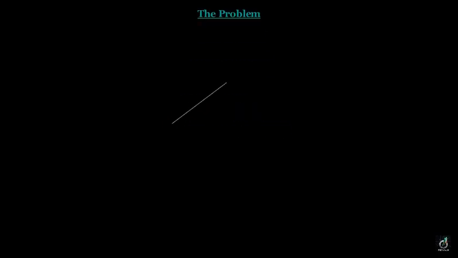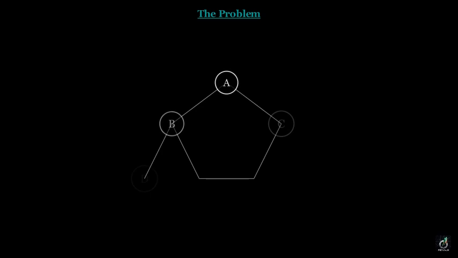Here's a graph. Starting from A. Visit every node you can reach. Simple enough. But the order you visit them in matters a lot. And there are two fundamentally different ways to do it. Breadth first search. And depth first search.